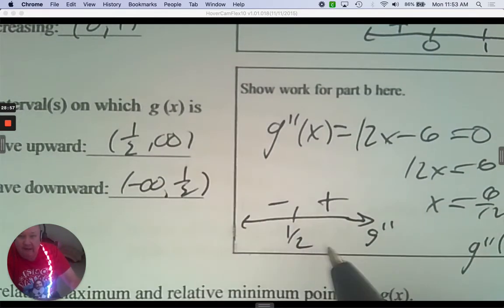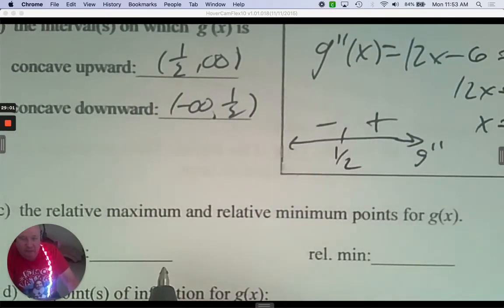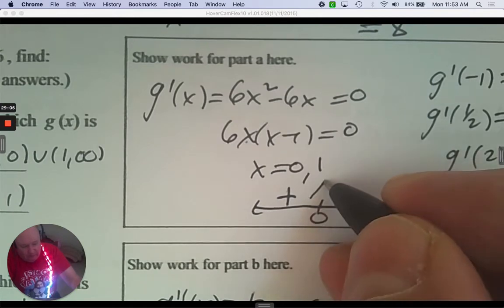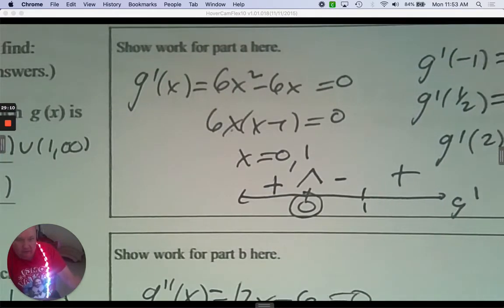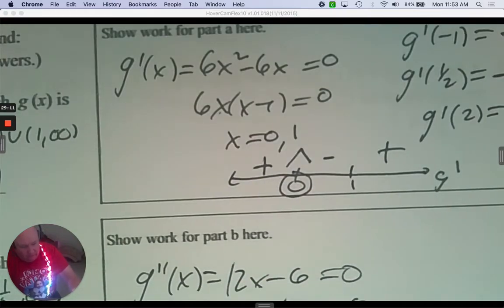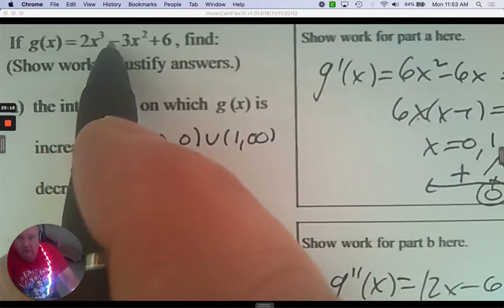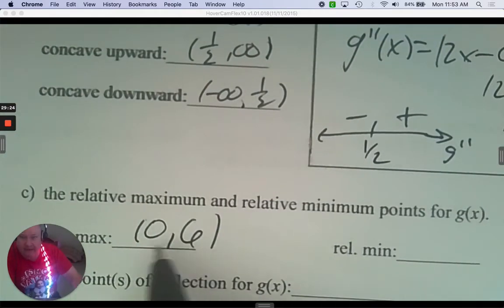And then write it in interval notation. And then it says, where's the relative maximum? So if I look off the number line, when it goes from positive to negative, and it asks for the point where it occurs, so the x value is at 0 for the maximum. Plug 0 into this function. So 0, take away 0, all you're left with is 6. So there's a max at (0, 6).